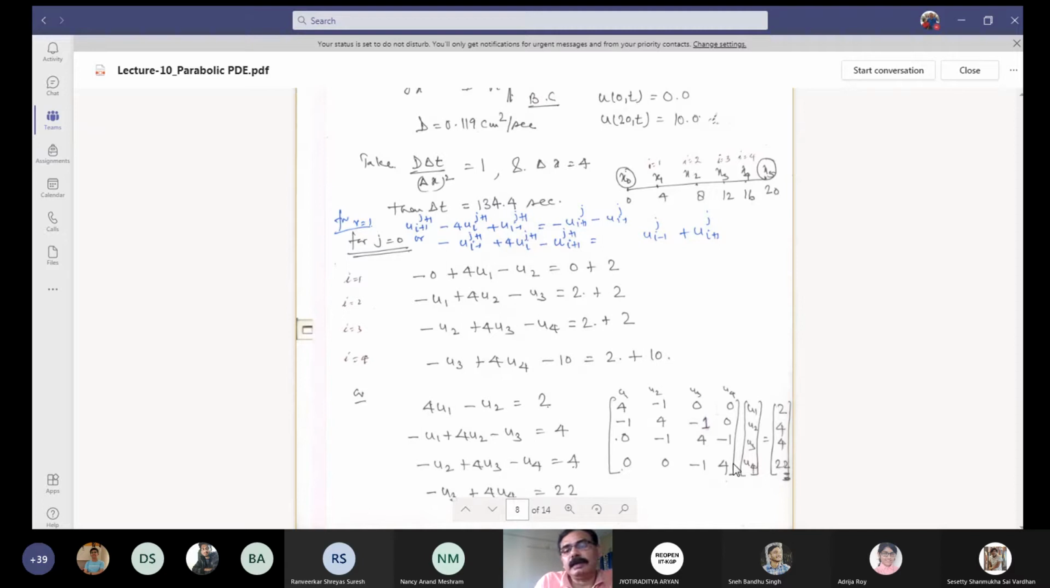So it is a tri-diagonal system. You can use your LU decomposition. You can use your Gauss elimination, that is your Thomas algorithm, anything of that. And then at this stage, what will happen? You will get the values for j equal to 1. Means all the values at t naught plus delta t are available at this stage. Is that right?